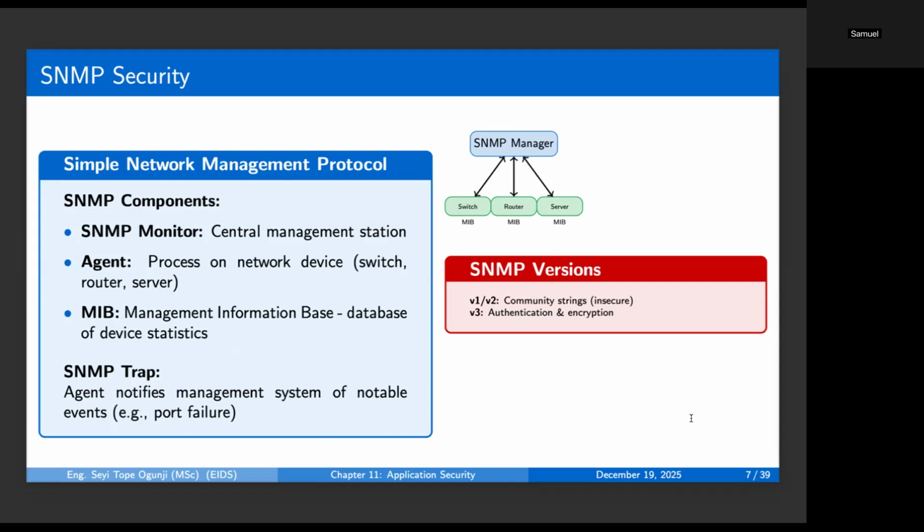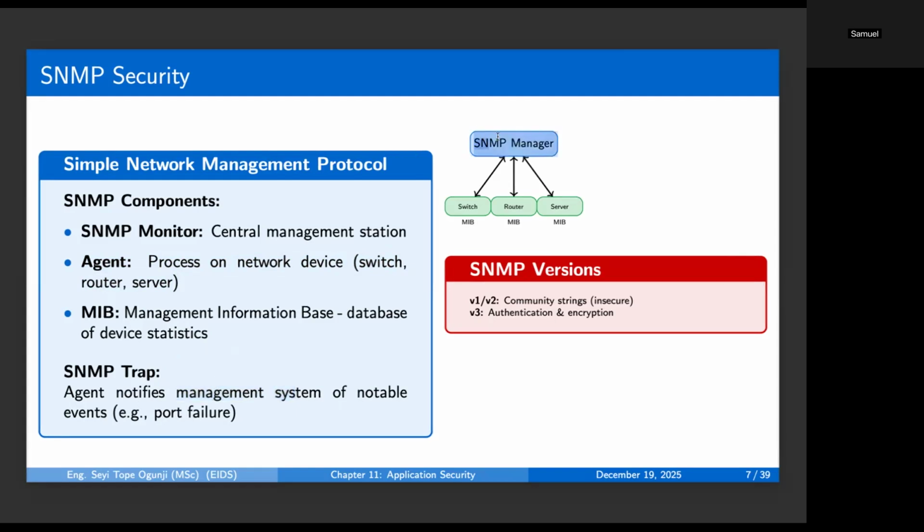Then this is a trap. Whenever things go wrong, SNMP will cry out for automatic help. See it like an alarm in the building when things go wrong. So it's an agent. The agent notifies the management system of notable events. So when things go wrong, the agent, on a device like a switch, a router, a server, will notify the management system of notable events that have occurred.